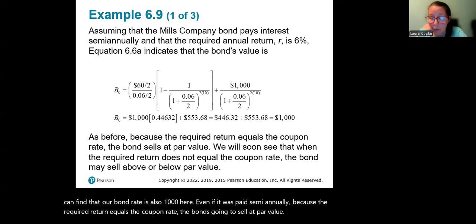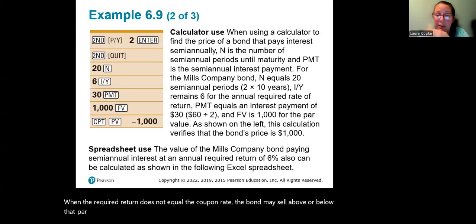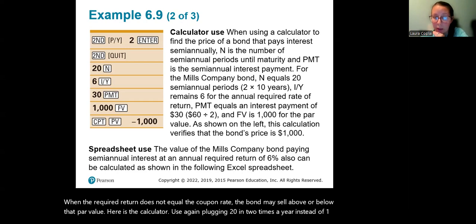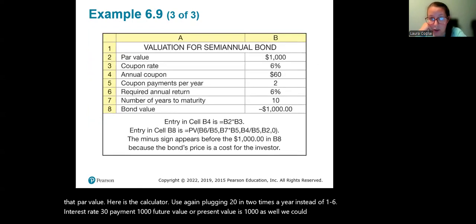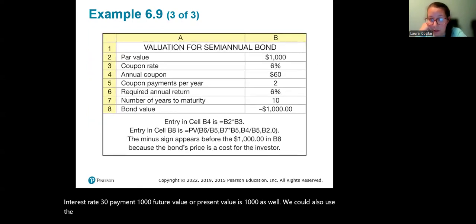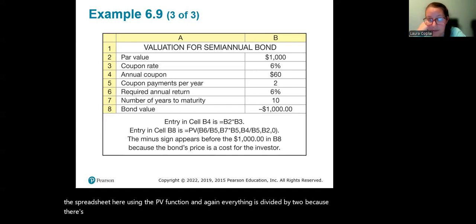When the required return does not equal the coupon rate, the bond may sell above or below that par value. Here is the calculator use. Again, plugging 20 in 2 times a year instead of 1, 6 interest rate, 30 payment, 1,000 future value. Our present value is 1,000 as well. We could also use the spreadsheet here using the PV function. And again, everything is divided by 2 because there's 2 coupon payments a year.